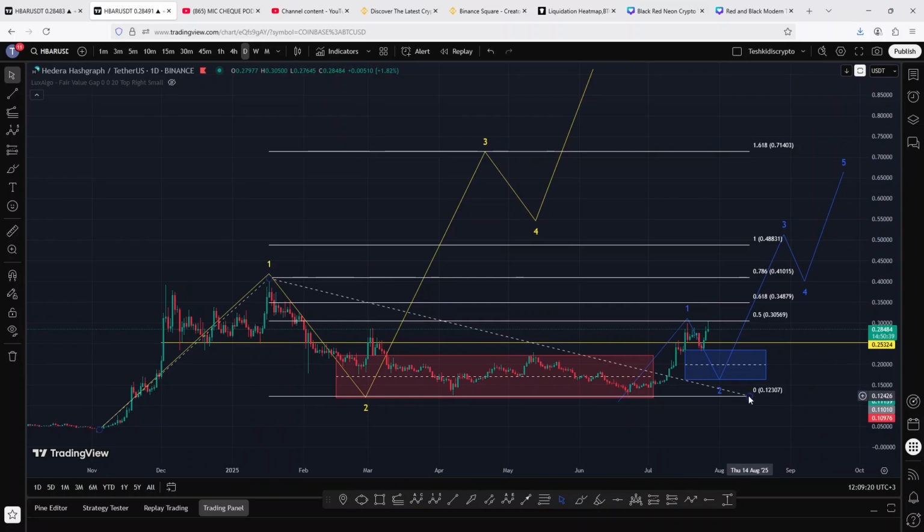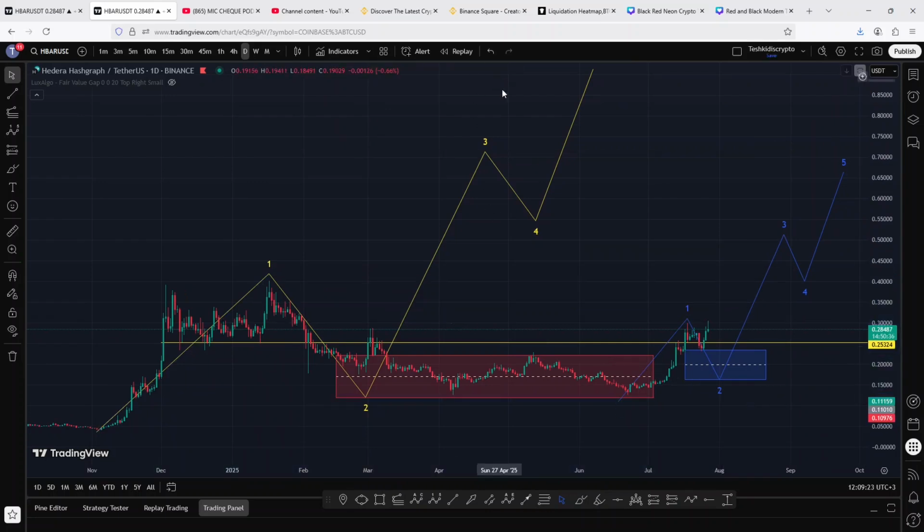So that is all that I expect here on the Hbar chart on the short term and also on the long term. And let us be patient and see how that plays out, and I will ensure you stay up to date.